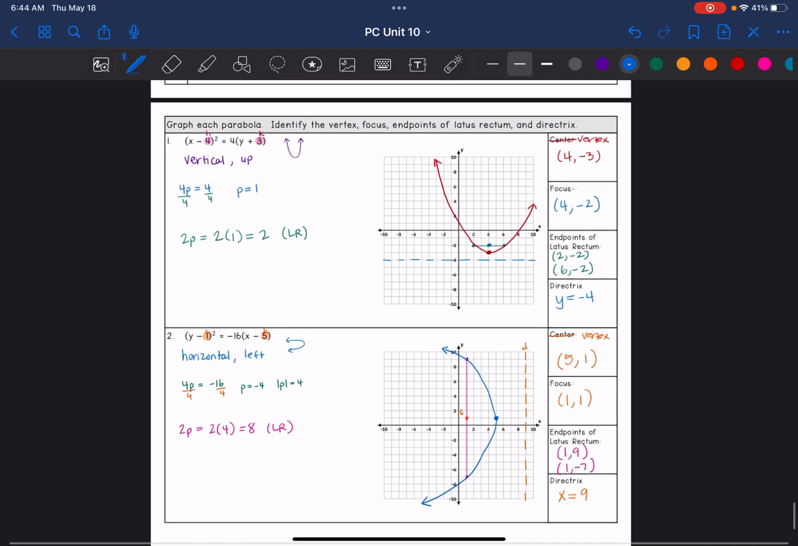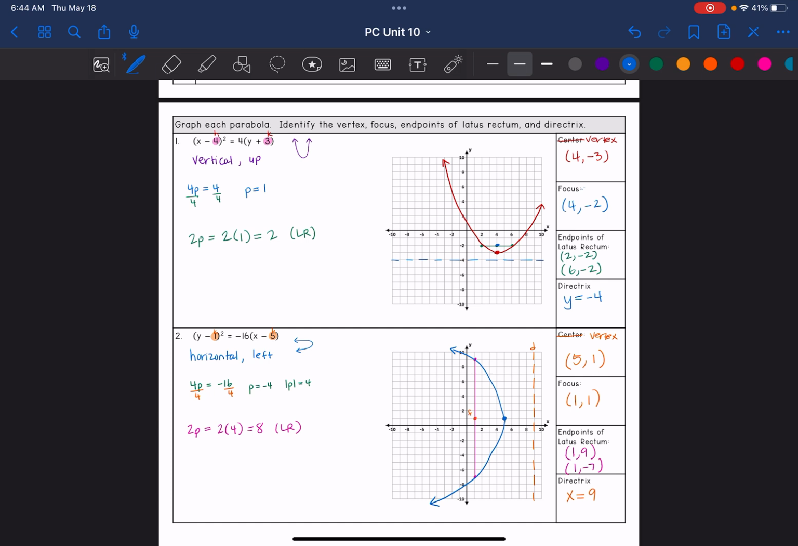Okay, and those are our 2 examples of graphing parabolas. That's all that I have for you guys today. Make sure you fill in these notes and keep it in your folder or your notebook. And tomorrow we will talk about writing equations when you are given this information.